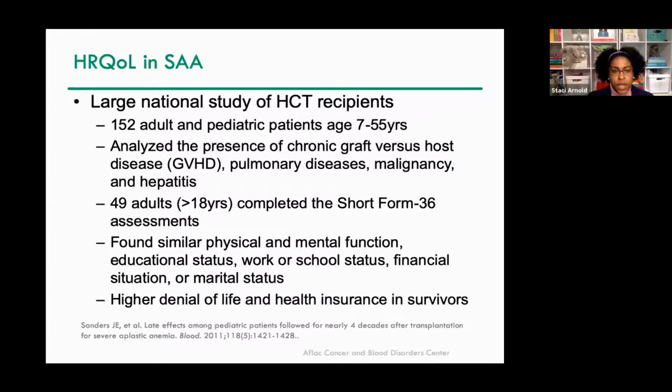And among those 152 patients, they actually had 49 adults who completed a quality of life questionnaire called the short form 36, or SF36. And in completing that analysis, they found that these individuals had similar physical and mental function, educational status, work or school status, financial situation, or marital status. But what's striking was that these individuals had higher denial of life and health insurance.